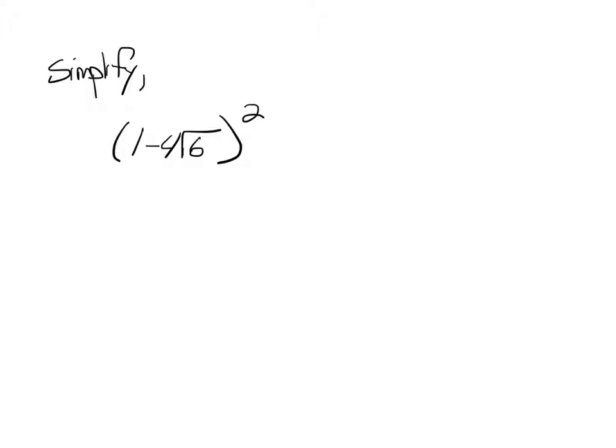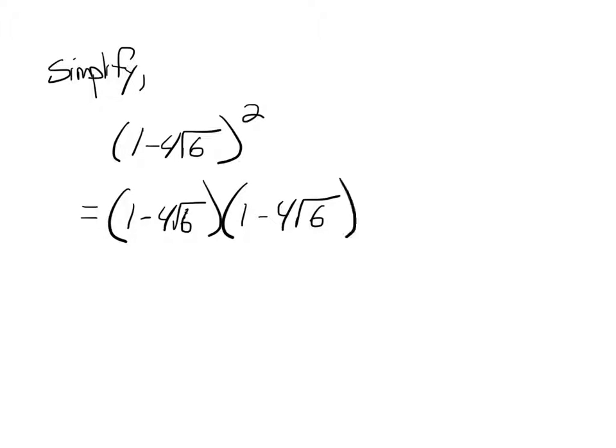We're asked to simplify this radical expression, (1 minus 4 times the square root of 6) squared. First thing with many of these, when we're squaring binomials, the first thing we want to do is rewrite this as (1 minus 4 times the square root of 6) times (1 minus 4 the square root of 6). So again, I'm just rewriting what this square represents right here.